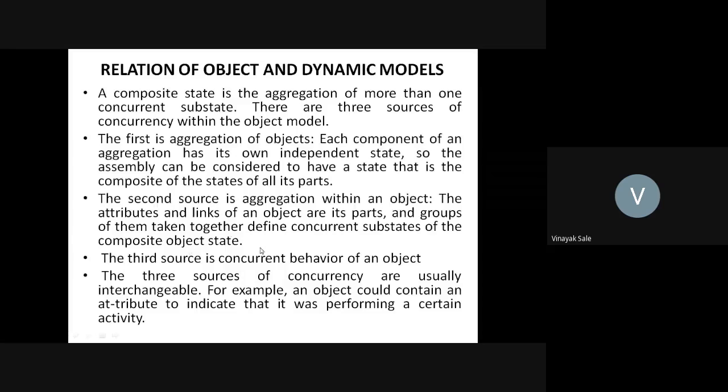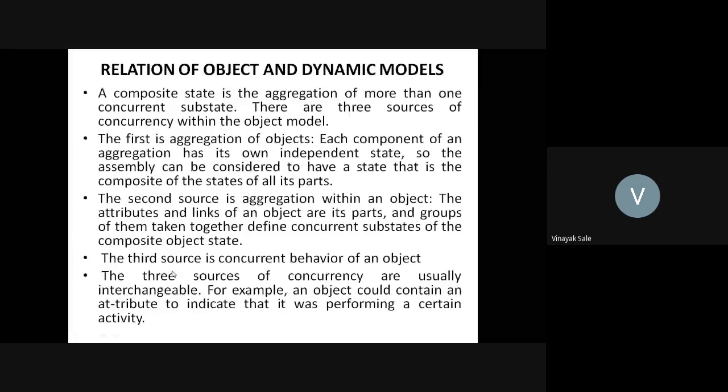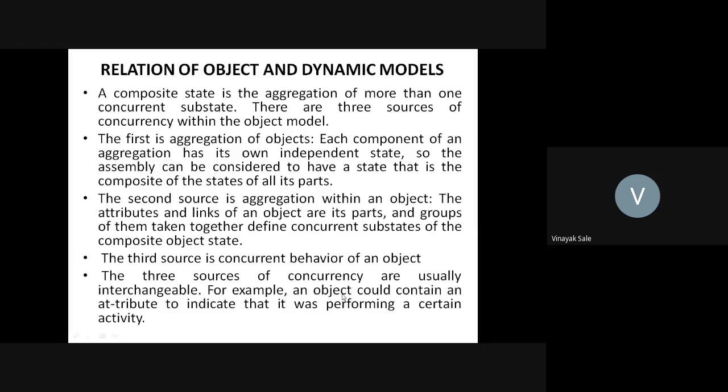And the third is the concurrent behavior of an object. The three sources of concurrency are usually interchangeable. For example, an object could contain an attribute to indicate that it was performing a certain activity.